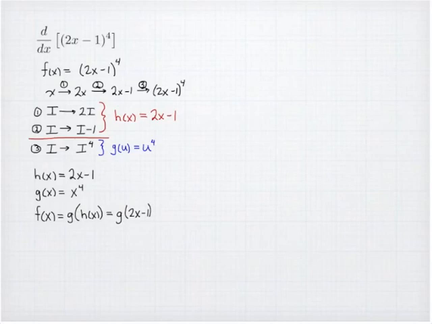Once I've identified these functions, I can compute their derivatives. If h of x is 2x minus 1, I easily know the derivative of h. That's a line. Derivative gives the slope. For my second function, g of x equals x to the fourth, that's a power. The derivative is 4x cubed. Now, 4x cubed is not literally the slope. 4x cubed is a formula that gives me the slope of the function.